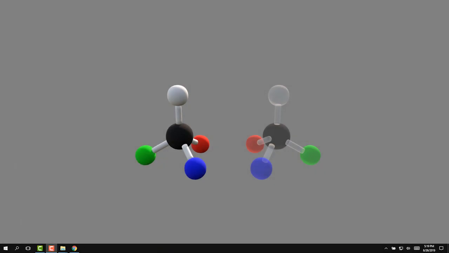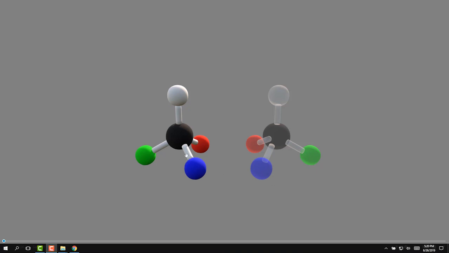Okay, so these two molecules are enantiomers. These are both carbons, and the carbon on both atoms is attached to the same things: a red atom, a blue atom, a green atom, and a white atom. So the connectivity is the same. If we didn't have any information about how they looked in 3 dimensions, we would think that they were the same. And if we imagine a mirror plane right here, then you can see that these two molecules are actually mirror images of each other.